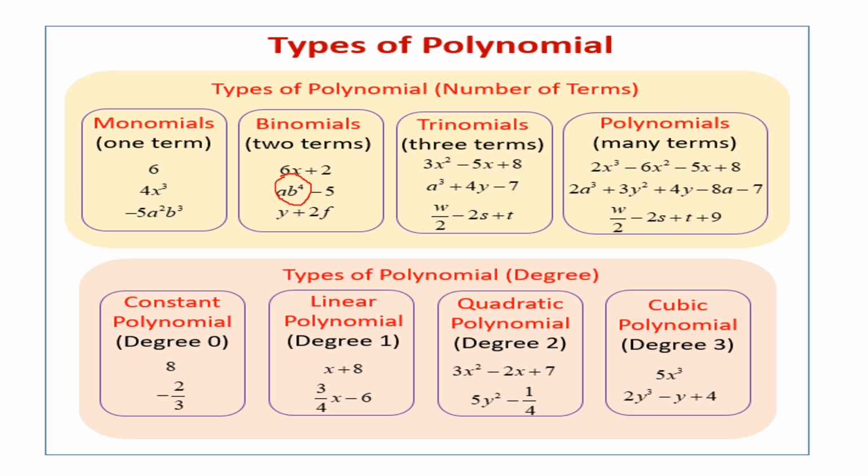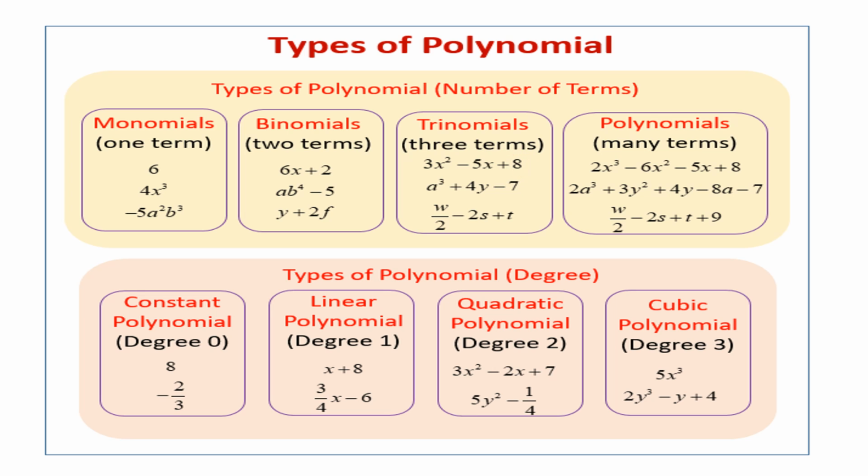Okay, next we proceed to trinomials. A trinomial consists of three terms. So for example, we have 3x squared minus 5x plus 8. Our first term is 3x squared. Our second term is 5x. And our third term is 8. So this is what we call trinomials. It consists of three terms.